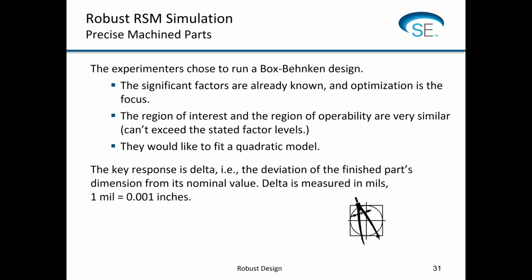And they chose what's called a Box-Behnken design. That's just a special kind of 3-level design so we can fit a quadratic model where all the points fall within a cube. And the response is the delta. We're trying to hit a nominal value, so delta is how far off the nominal value we are, measured in thousandths of an inch. Those are called mils. So the ideal delta is 0. And delta can either be positive, the part's too big, or negative, the part's too small. Ideally, it'll be 0.